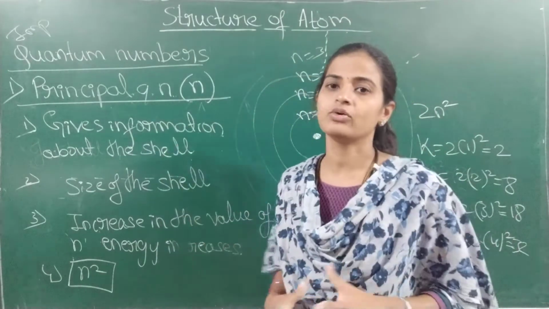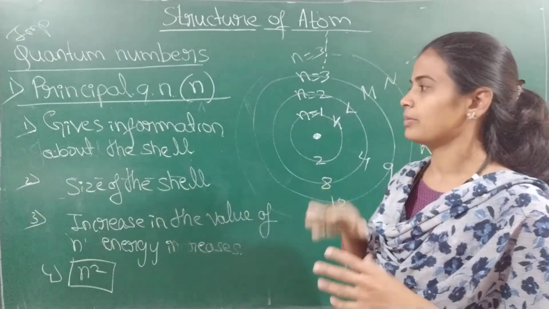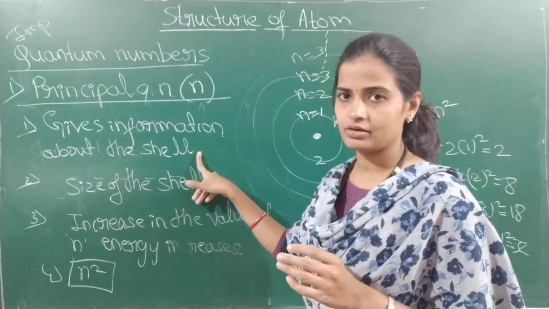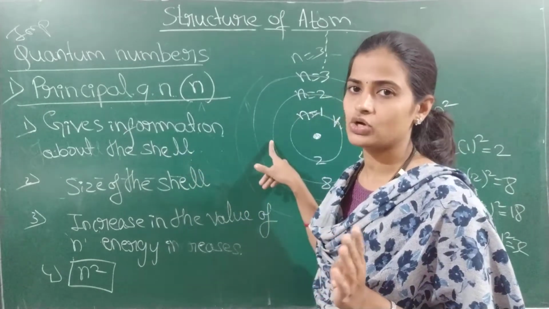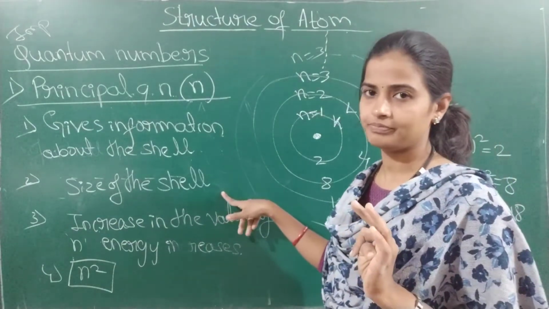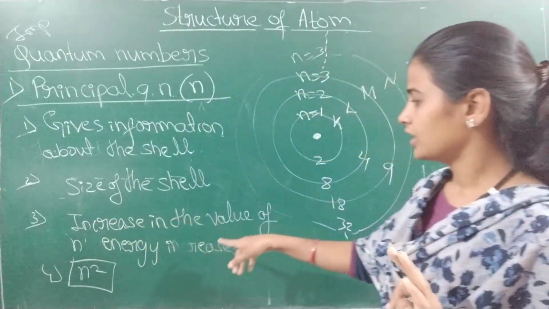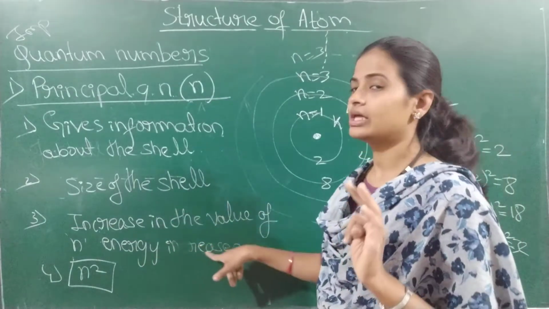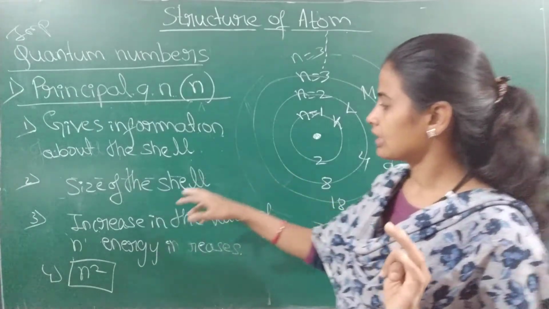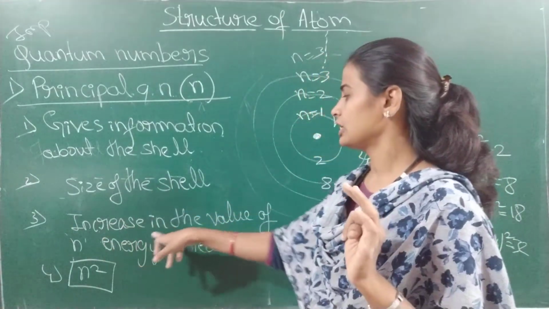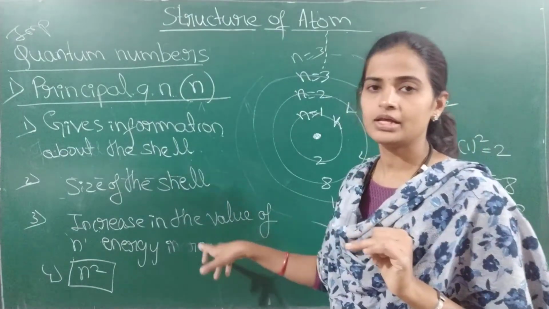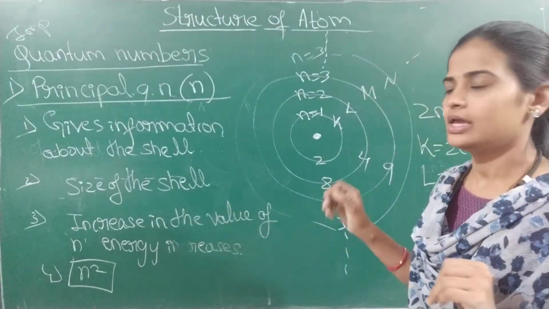Now write down the notes. Principal quantum number. First point, it gives the information about the shell of an electron. Second, it gives the information about the size of the shell. Third, it also tells about the energy. With an increase in the value of n, the energy of the shell increases.